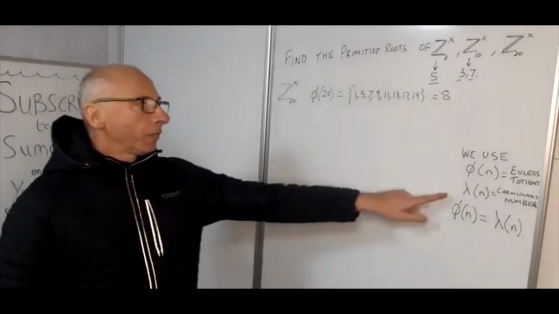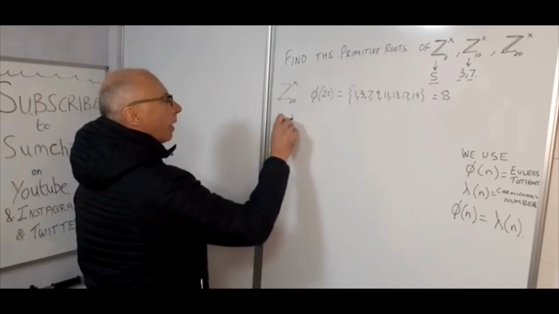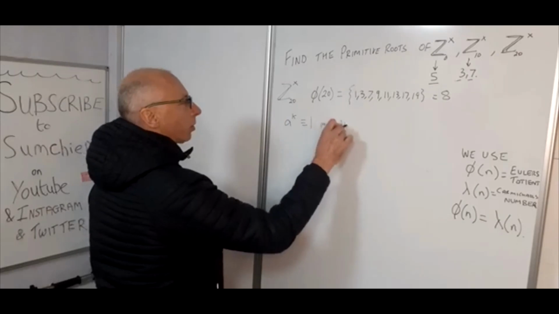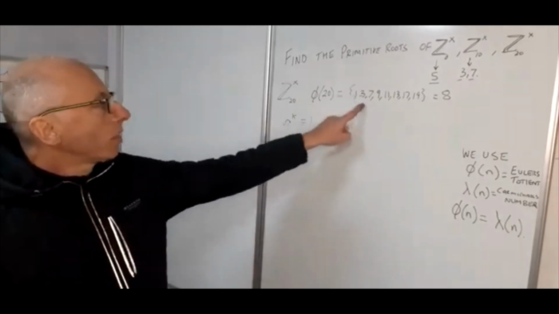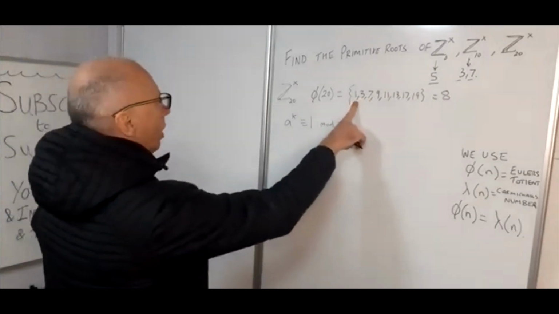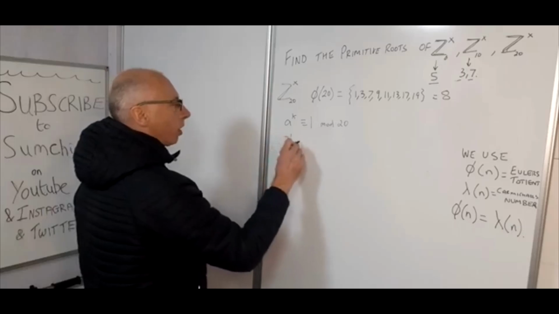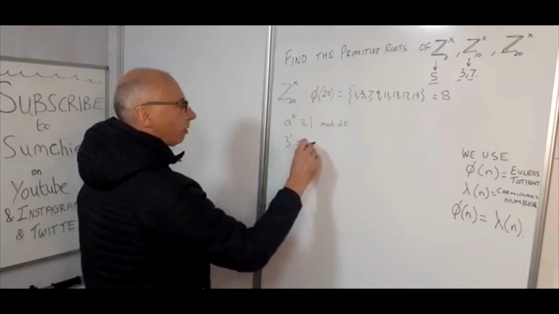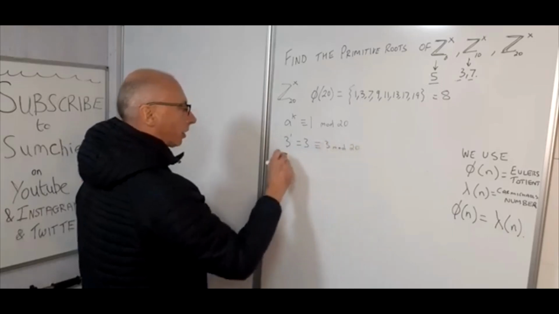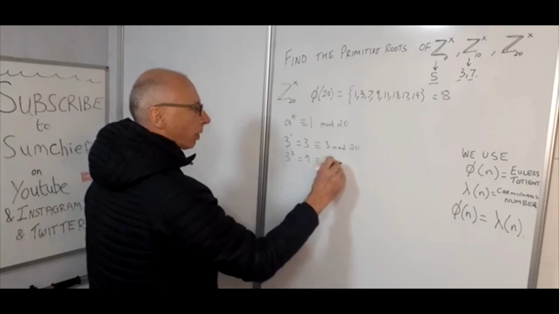Okay, so now we need to find Carmichael's number. So a to the power of k is congruent with 1 mod 20. So let's see what we can generate here. 1 we know will always keep generating 1, so let's try 3. 3 to the power of 1 equals 3, which is congruent to 3 mod 20. 3 squared equals 9, which is congruent to 9 mod 20.